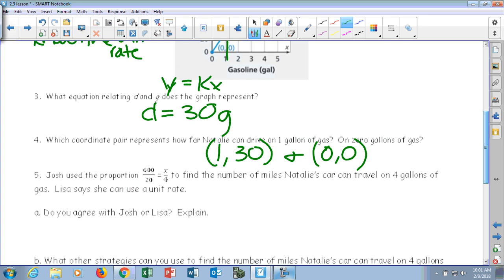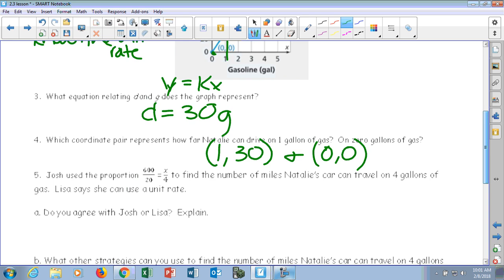Questions? Yeah, so if we're at 0 gallons of gas right here, what is our distance at? When we look at this table, they're both at 0. That's where we get the 0, 0 from. So if we go on, we have about 5 minutes, so let's get through this last question.